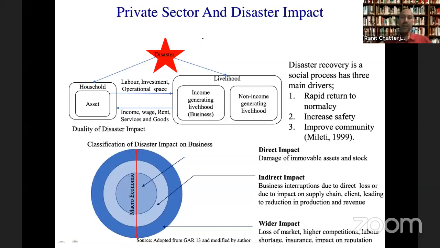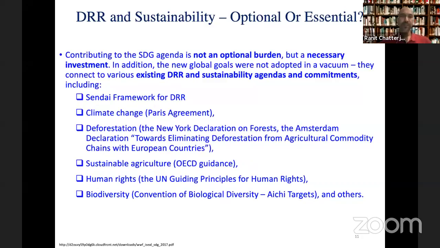And all this can also have an impact on the overall national GDP or the growth rate, as we are currently seeing in the COVID-19 pandemic. So these are the four different impacts that a business can have from a disaster.